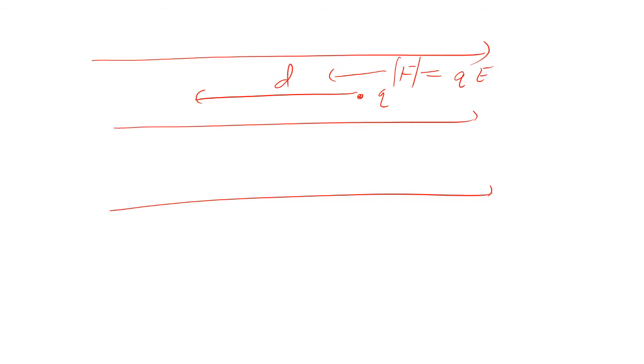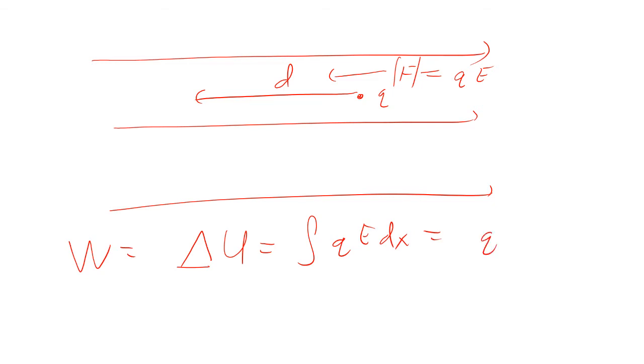And so we would say that the work done, if I'm going at constant speed, is going to be the change in potential energy. So that's going to be the integral of QE dx. In other words, that's going to be QE times d. And so this gives us this idea that we did work there.